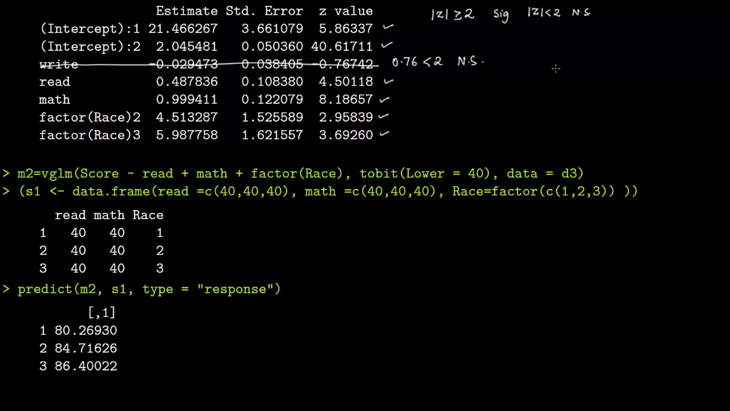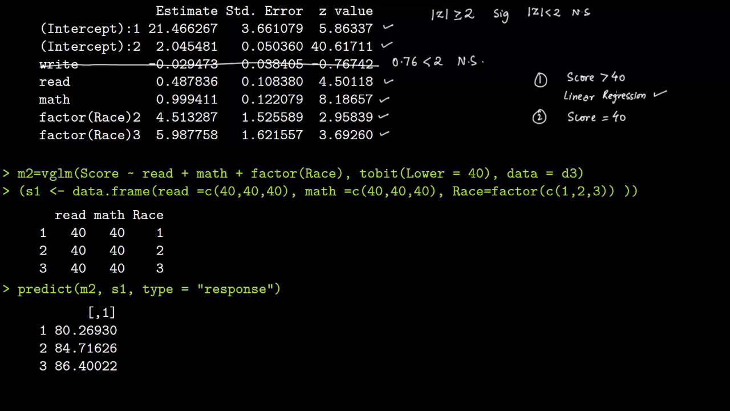So to interpret it, we have to keep in mind two situations. Number one, if your score is greater than 40, then you go ahead and interpret them exactly as in linear regression. But if your score is equal to 40, so you could always say it is less than or equal to 40, but your data is censored from below. So if score is equal to 40, then this interpretation will not do. You cannot interpret it as a linear regression.